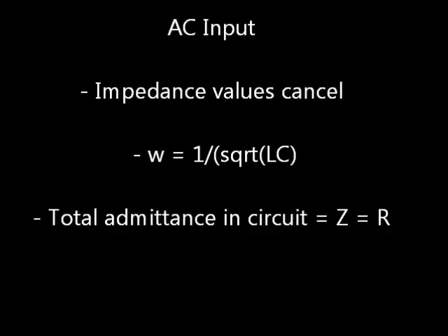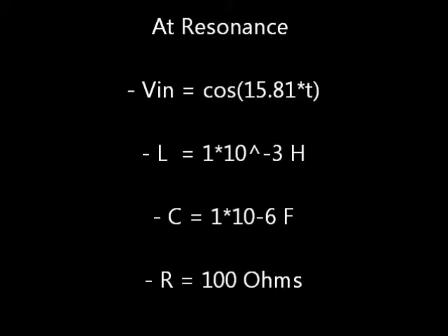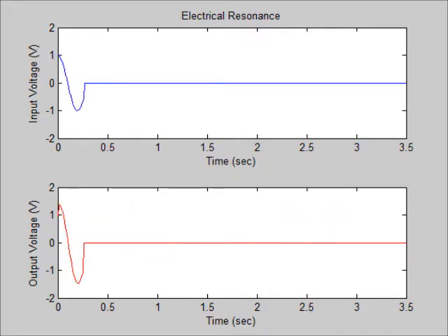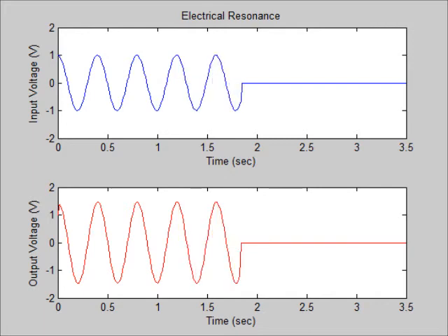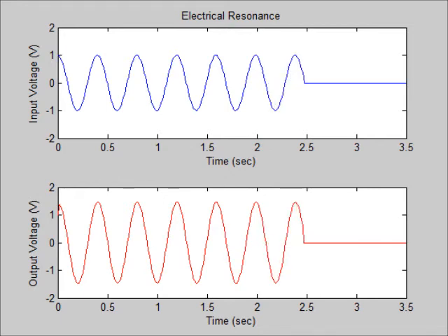The example I looked at is an AC input, and there will be resonance at the natural frequency of the circuit. So in the first case, there is resonance, and you can see that the input voltage is 1 volt, but the output voltage across the capacitor is actually over 1 volt. It's about 1.3 volts, and this is because the forced input voltage is resonating at the same natural frequency of the circuit.